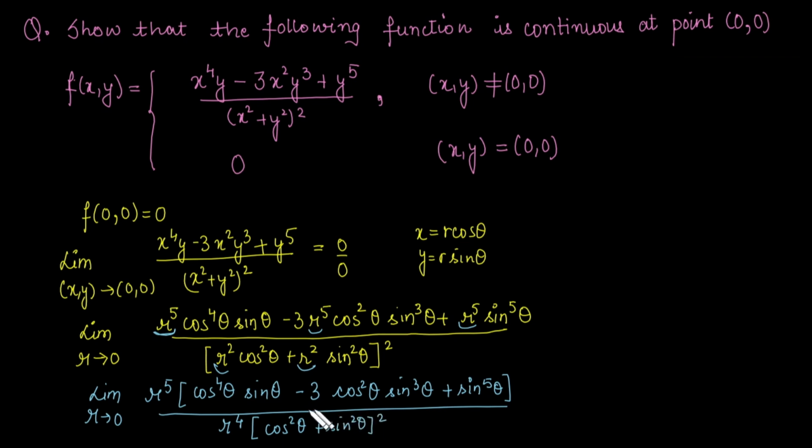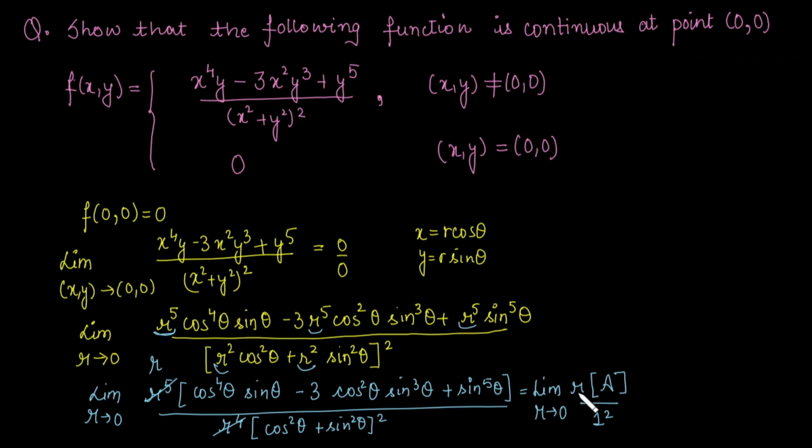It's a square. Cos square theta plus sine square theta is 1 and the square of 1 is again 1. Further simplify, this is equal to r. So we have in this case limit r approaches to 0, r times of, suppose this term is equal to a, divided by 1 square. So here a value is equal to this term.